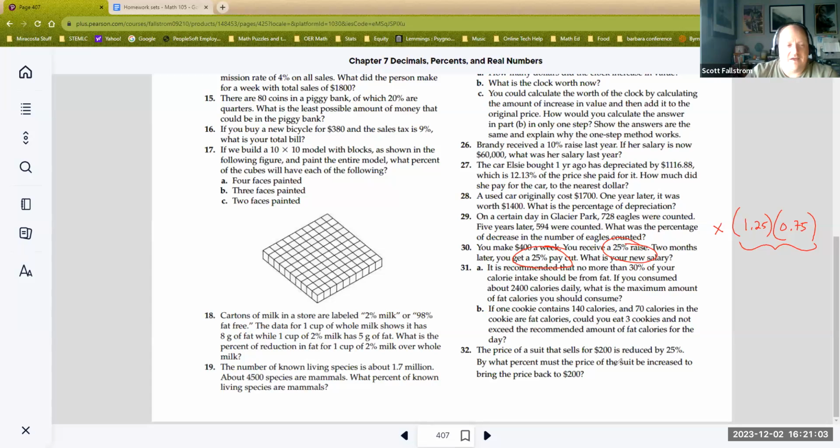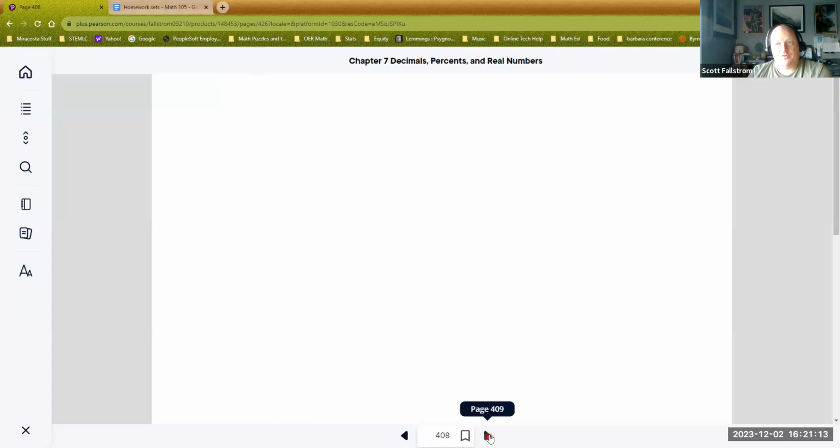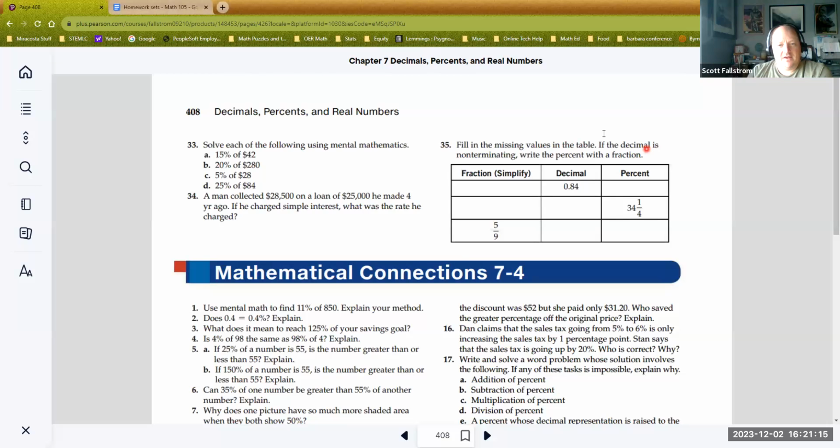And I got to tell you, that multiplicative identity element of the number 1 is your biggest friend right here. That's really what you're doing. A big hint, reciprocals. That's going to be your friend. Let's see, you're 35. You've got to fill out a fraction table like this, so that's good. Solve these with mental math.